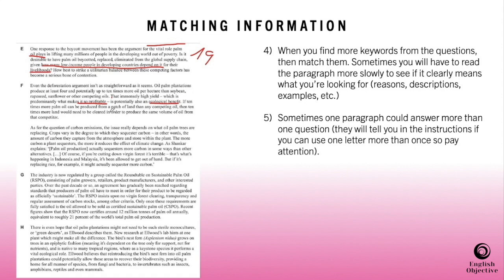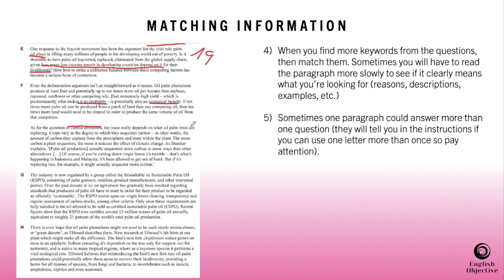Because we have this, oil palm plantations that produce more than any other vegetable oil, and that is very profitable. So we're speaking about money and also an ecological benefit. So we're speaking about the environment now and not just about money. So let's keep going and see what else they say. As for the question of carbon emissions, so again, environment.